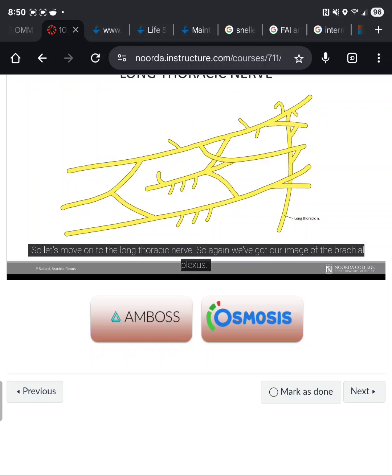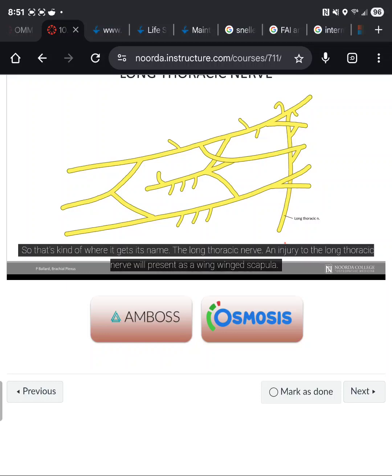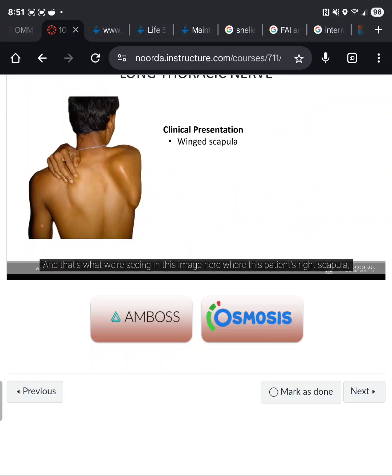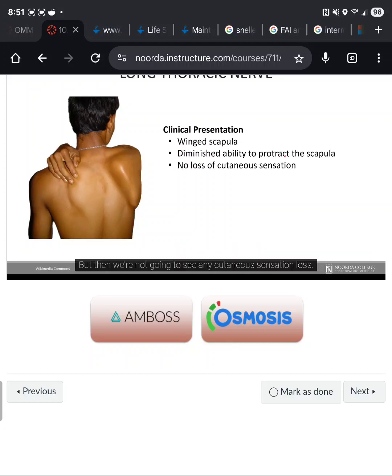So again, we've got our image of the brachial plexus. The long thoracic nerve here comes from C5, C6, and C7, and then that's going to continue down along the superficial thorax. So that's kind of where it gets its name, the long thoracic nerve. An injury to the long thoracic nerve will present as a winged scapula, and that's what we're seeing in this image here, where this patient's right scapula, instead of staying right against the thoracic cage, is coming off that wall, and we can see that really prominently here. And then we also will see the presentation with diminished ability to protract the scapula, but then we're not going to see any cutaneous sensation loss.